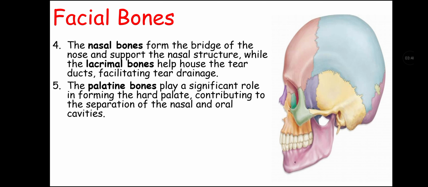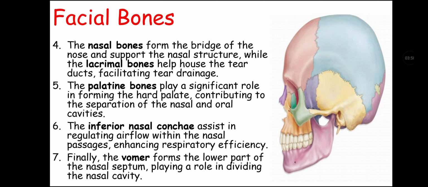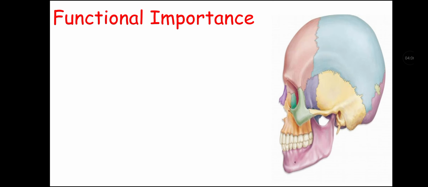Then we have the palatine bone that plays a significant role in forming the hard palate and also contributes to the separation of the nasal and oral cavities. Then we have the inferior nasal conchae that are also facial bones, and they assist in regulating airflow within the nasal passages, enhancing respiratory efficiency. And then we have the vomer that forms the lower part of the nasal septum and plays a role in dividing the nasal cavity. Now let's talk about the functional importance of all these bones.